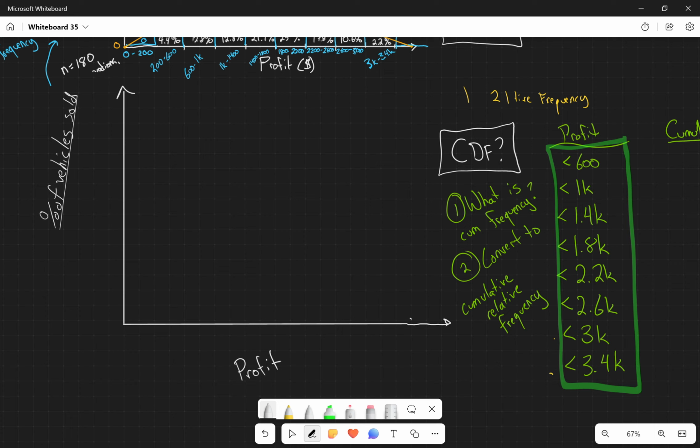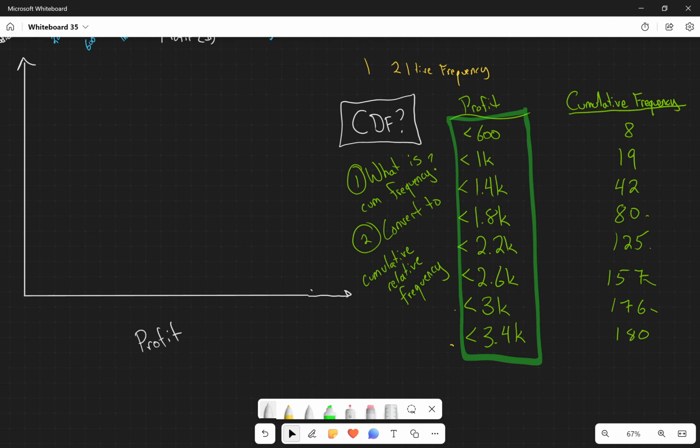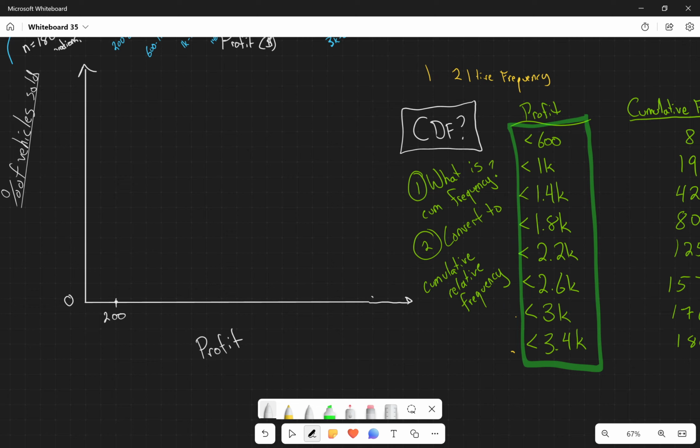And so we start at 200. For this one, we have 200 here, and at 200 or less, we have 0. So there's 0% of vehicles sold at 200 or less.